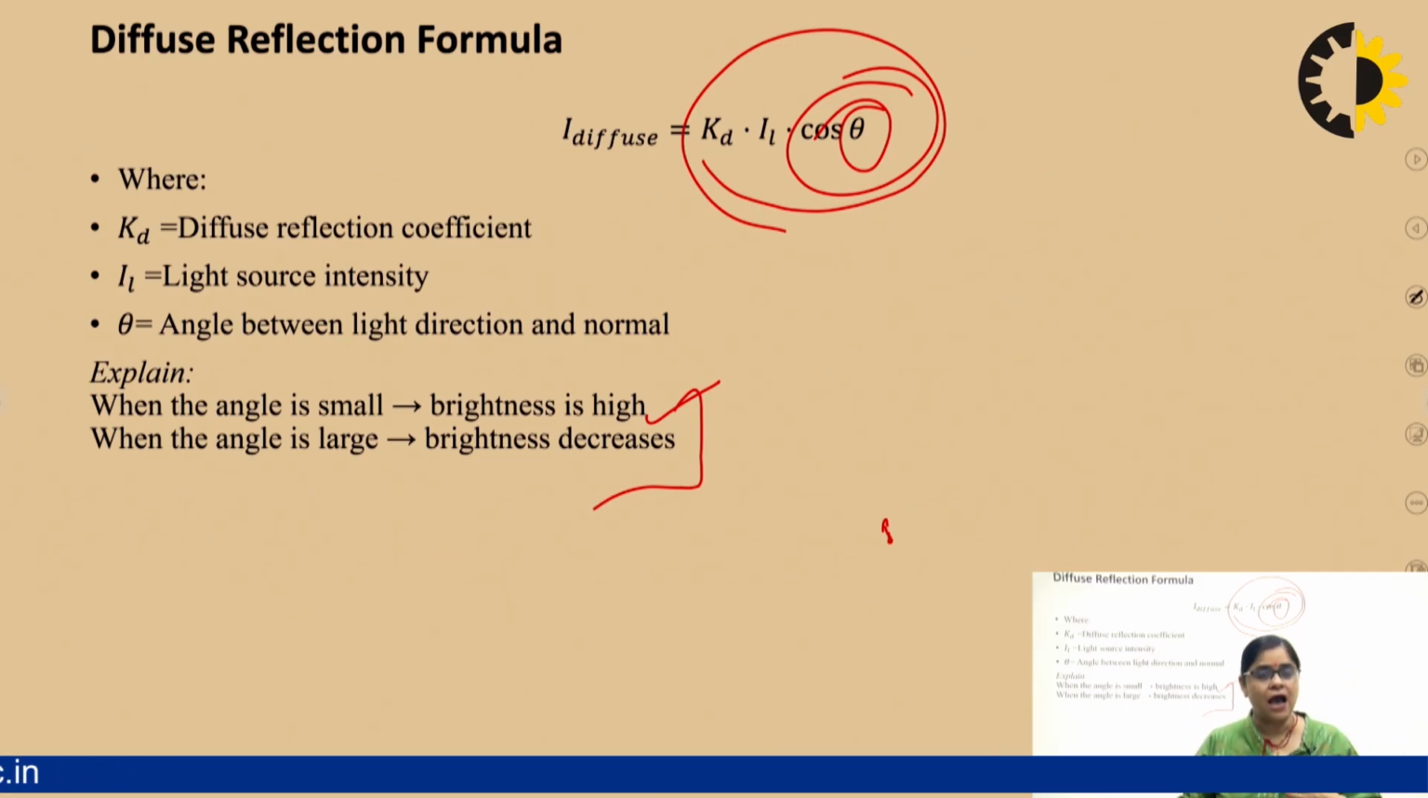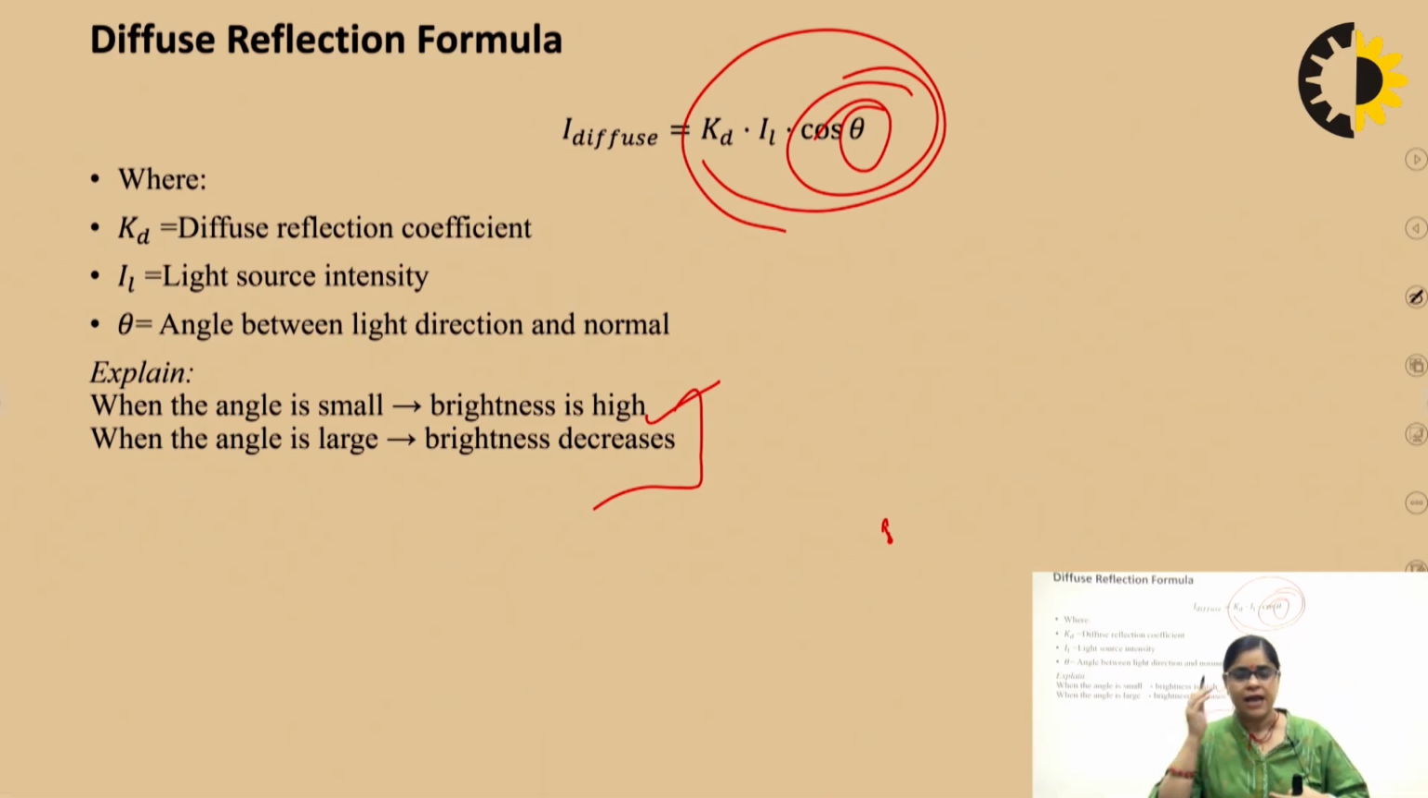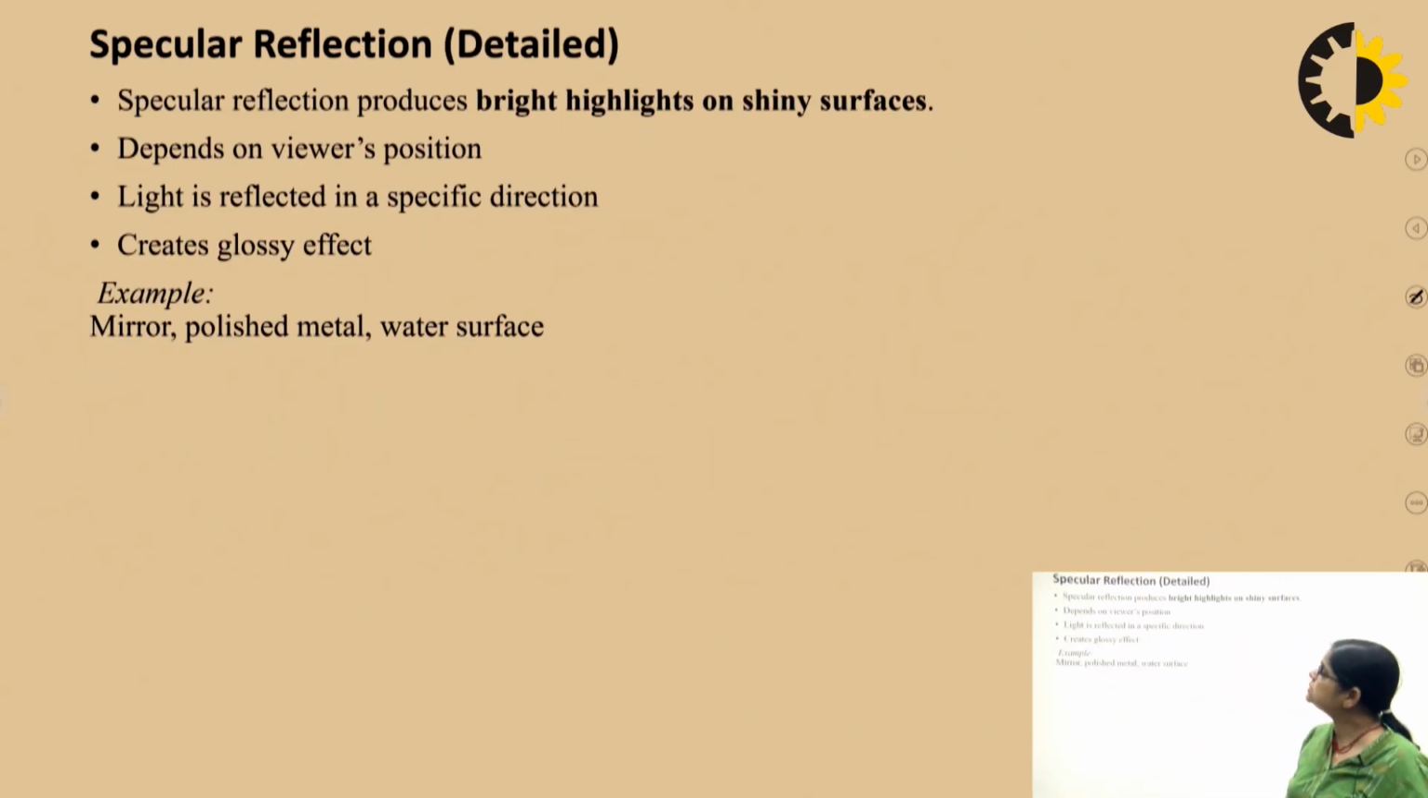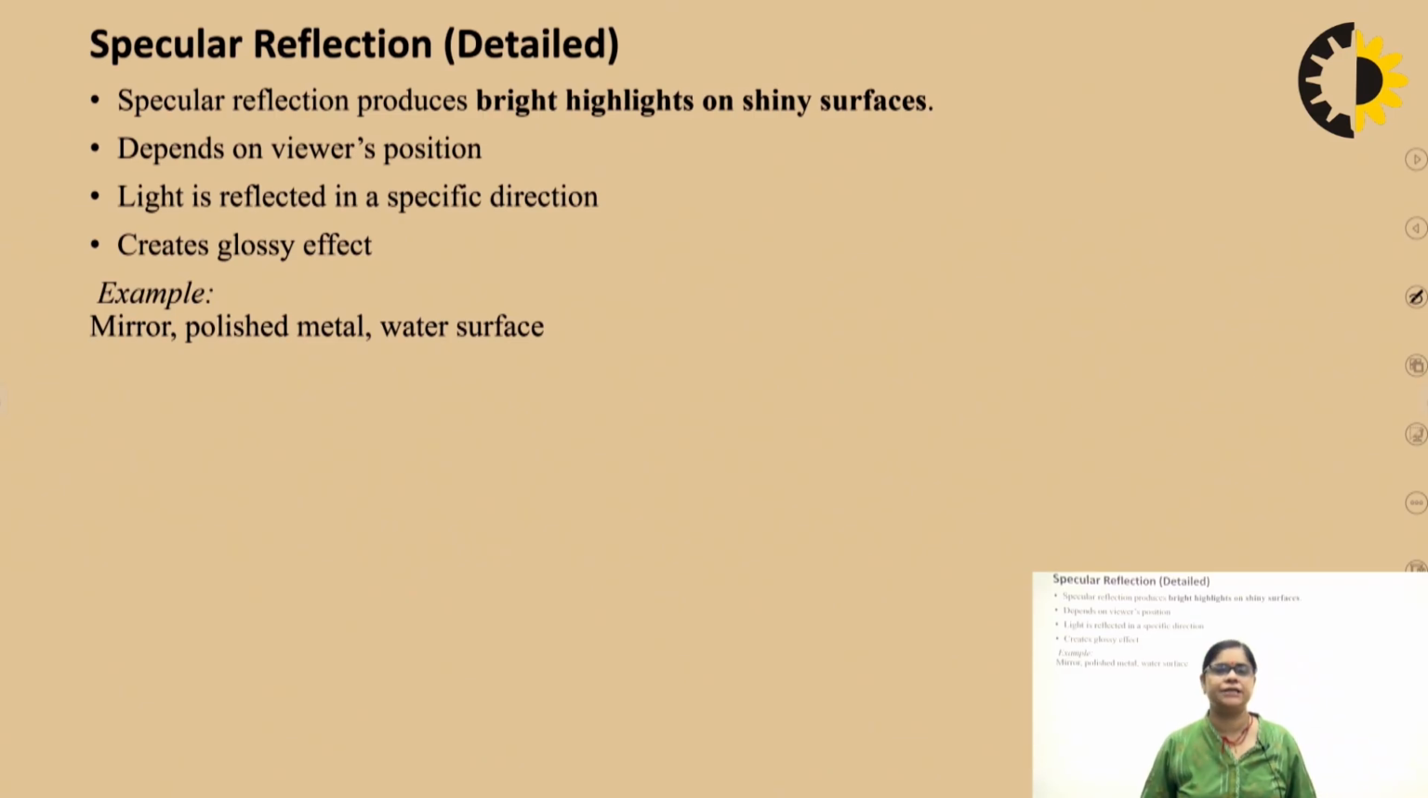So whenever you watch something and you find the brightness is very high, or we are increasing or decreasing the brightness, you are using the diffuse reflection formula there. Now, the third one is your specular reflection. Specular reflection produces bright highlights on shiny surfaces, and it totally depends upon the viewer position.